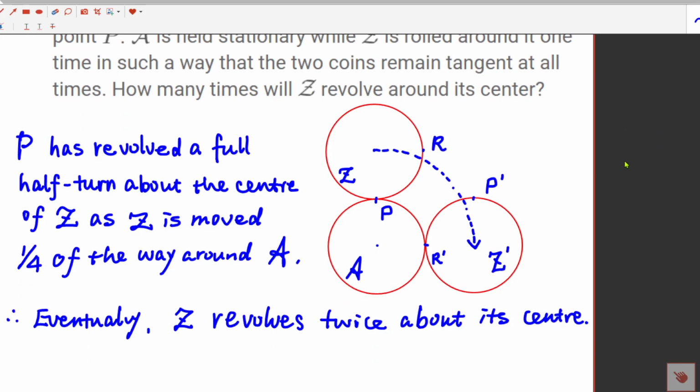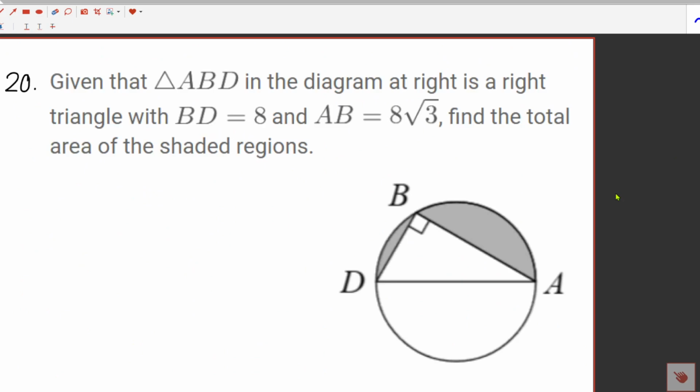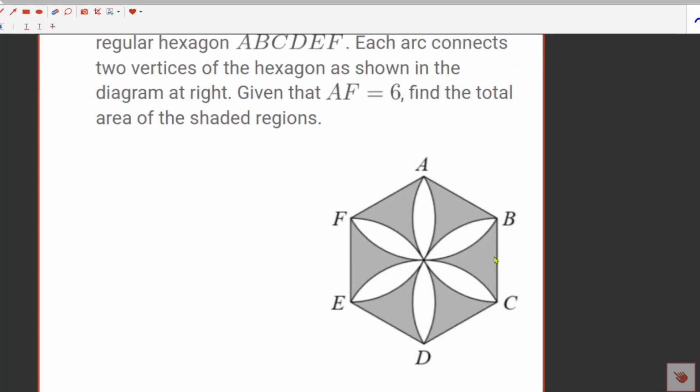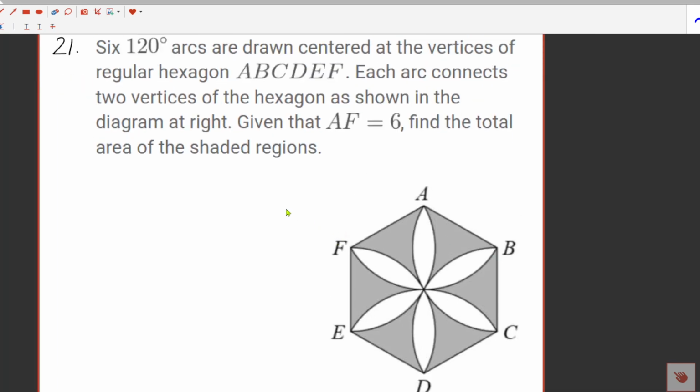Alright, if no questions, let's have a look at the next one. 21. Okay, we have 6 120 degree arcs joined centered at the vertices of regular hexagon ABCDEF. Each arc connects two vertices of the hexagon as shown in the diagram at right. Given that AF equals 6, which means the side length of the hexagon is 6, find the total area of the shaded regions. Okay, so let's call the center O.